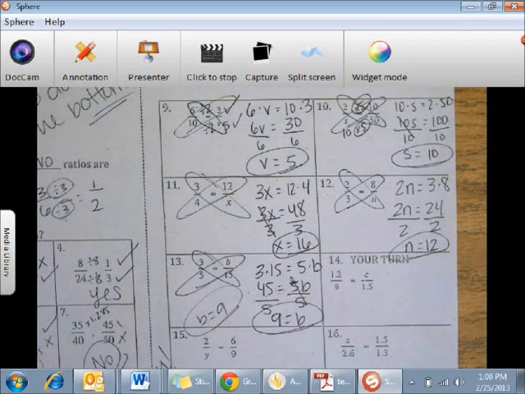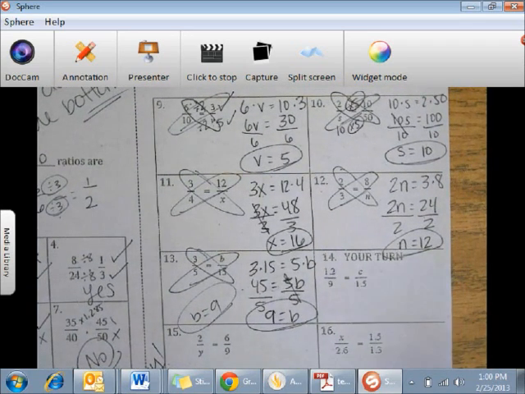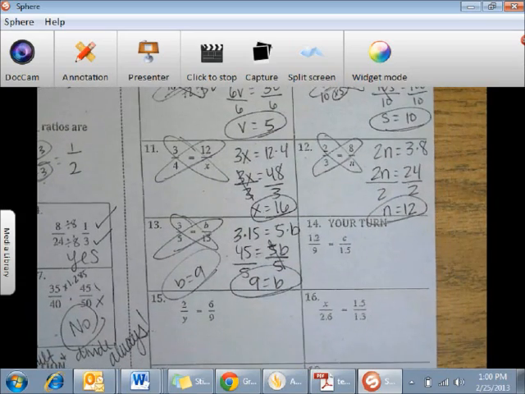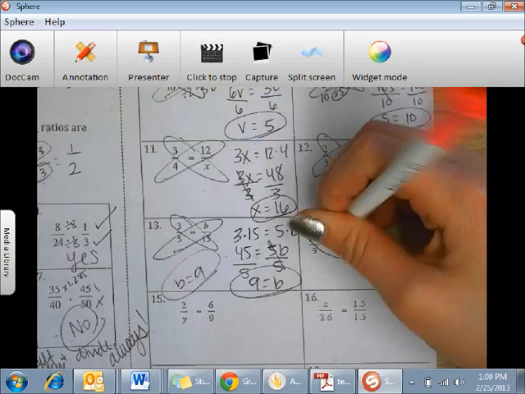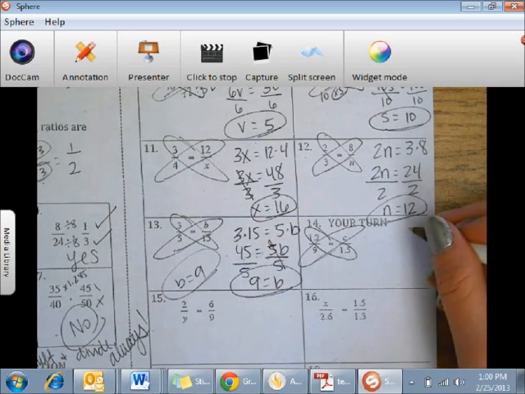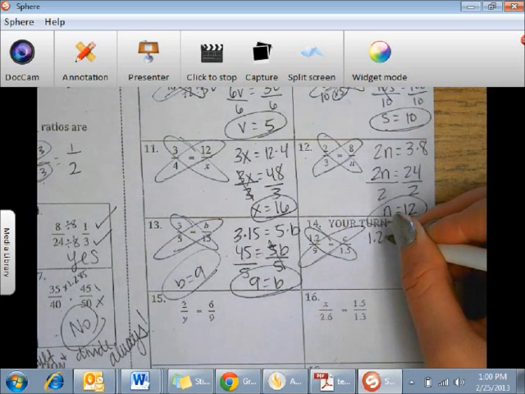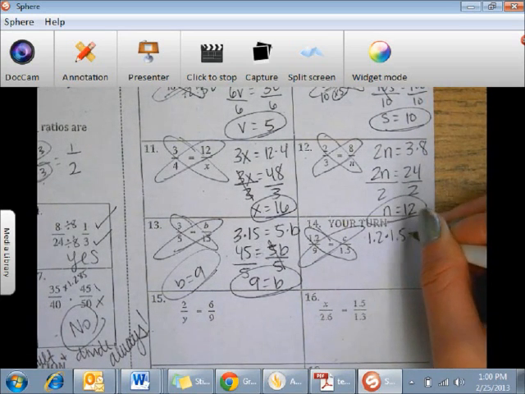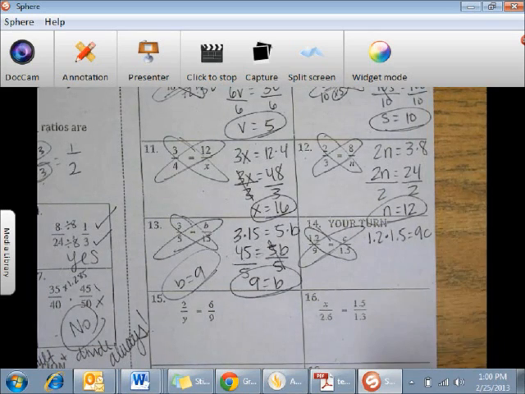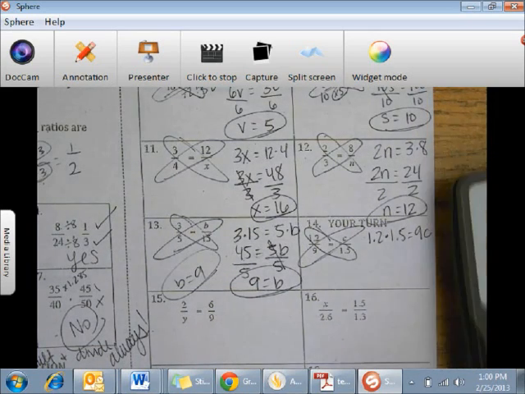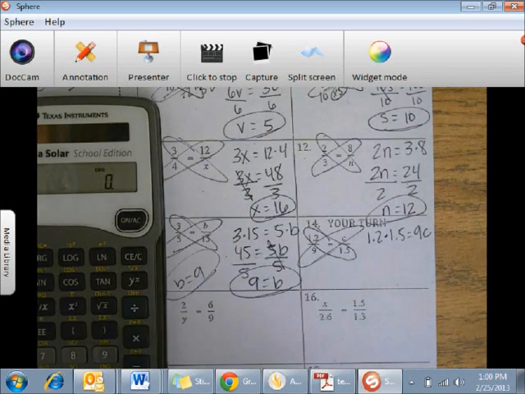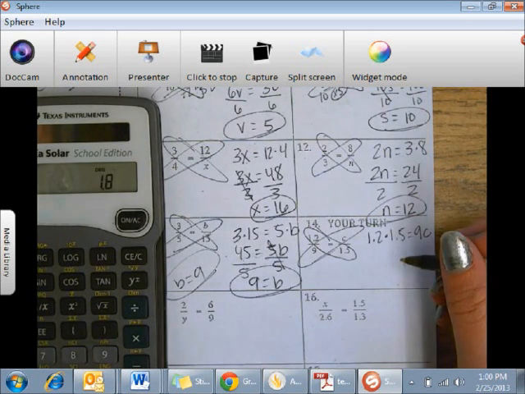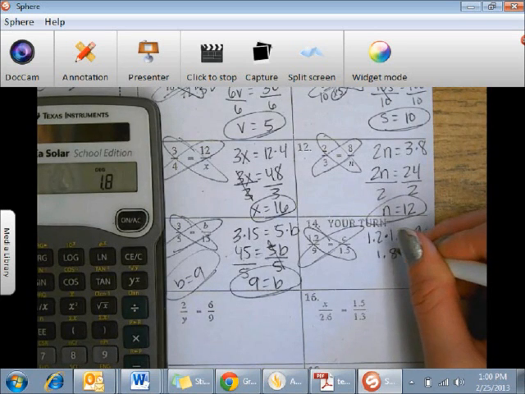So now I know it says your turn, but I'm going to do this next one with you because it's decimals and I don't want you to worry too much. So 1.2 times 1.5 equals 9c. It's okay if you can't do it in your head. You don't need to. You can just use your calculator. Do 1.2 times 1.5 and that'll give you 1.8 equals 9c.